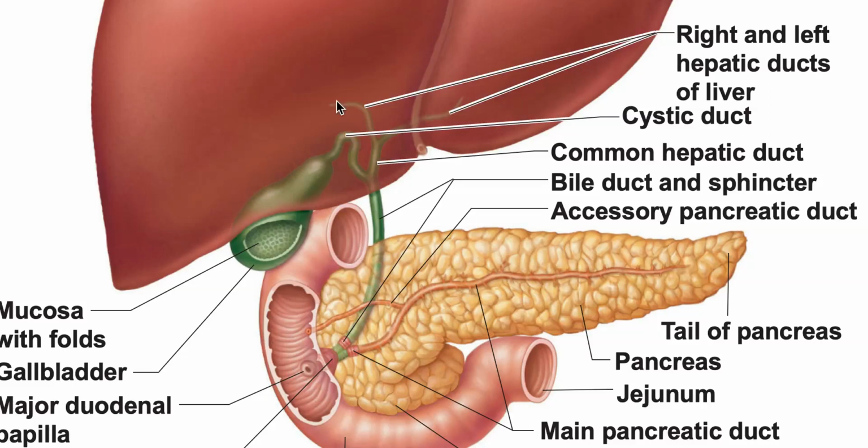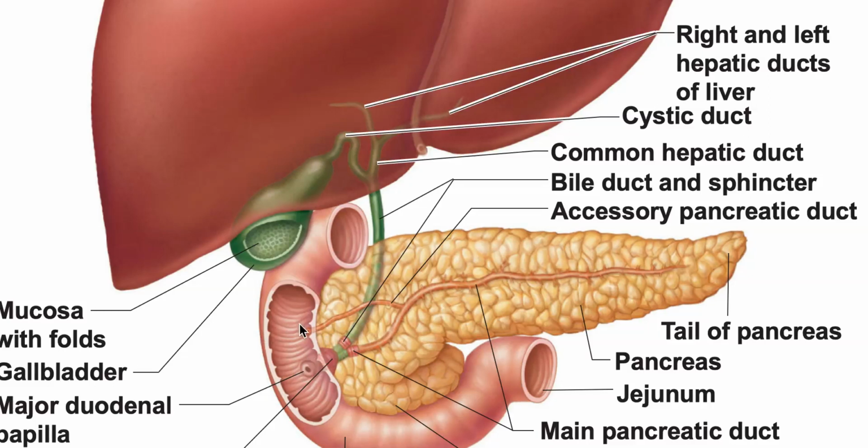From the liver, you have the 2 hepatic ducts, which combine to form the common hepatic duct. From the gallbladder, you have the cystic duct. When all of those combine, now we're in the bile duct. From the pancreas, you can see the pancreatic duct, the main pancreatic duct. So the bile duct and the pancreatic duct come together at the hepatopancreatic ampulla, and there's a sphincter that controls release into the duodenum at that point.